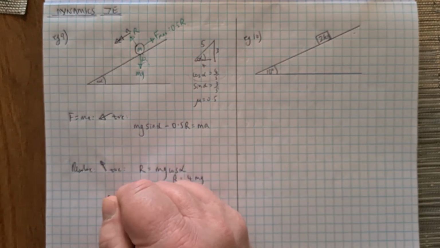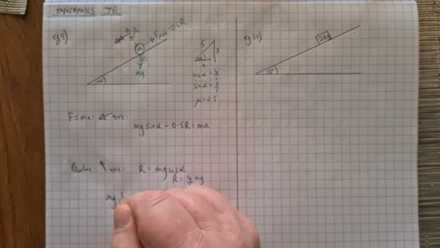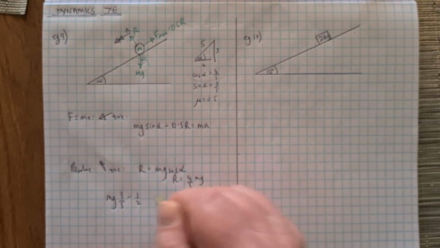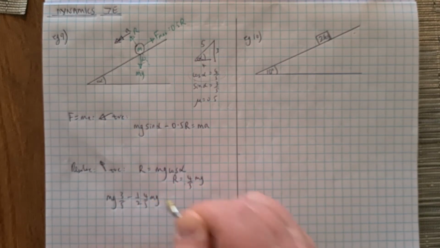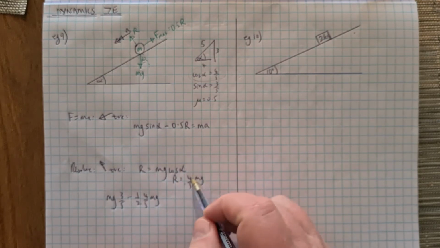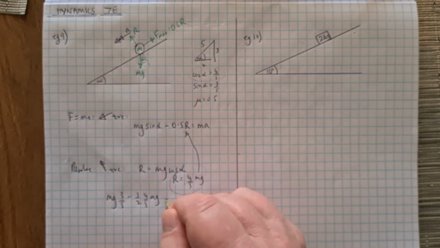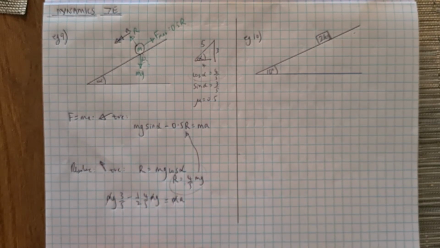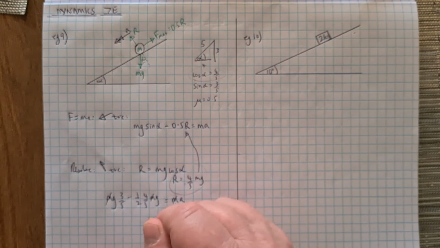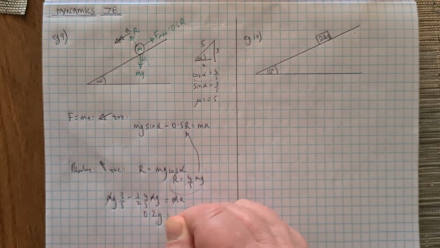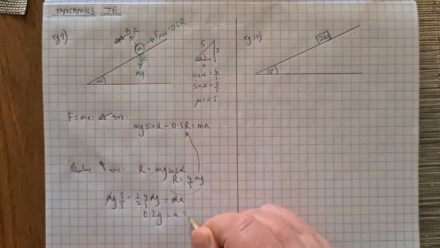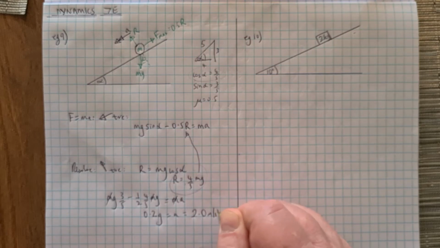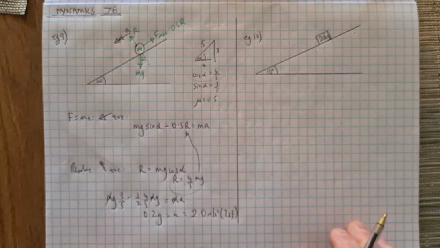So we have the mg sine alpha, which is 3/5, minus a half of 4/5 mg, which is our value for R being substituted into that equation as well, is going to equal ma. Our masses all cancel out, so we're left with 3/5 of g minus 4/10 of g equals a, and we end up with an answer of a equaling 0.2 g, which is going to be a value of 2.0 meters per second squared to two significant figures.